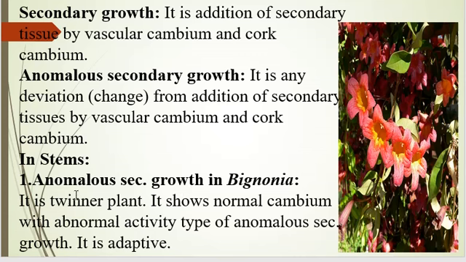So first we start with the stems. The first genus in your syllabus, that is the anomalous secondary growth in Bignonia. So this is the figure, this is the plant of Bignonia. It is a twiner plant. Twiner plant means the climbing plants.